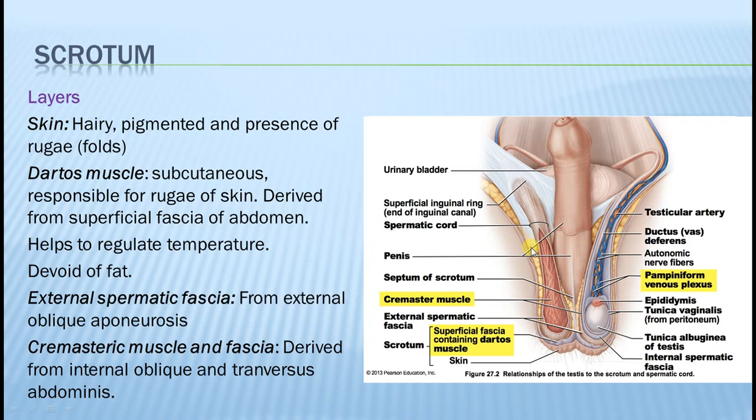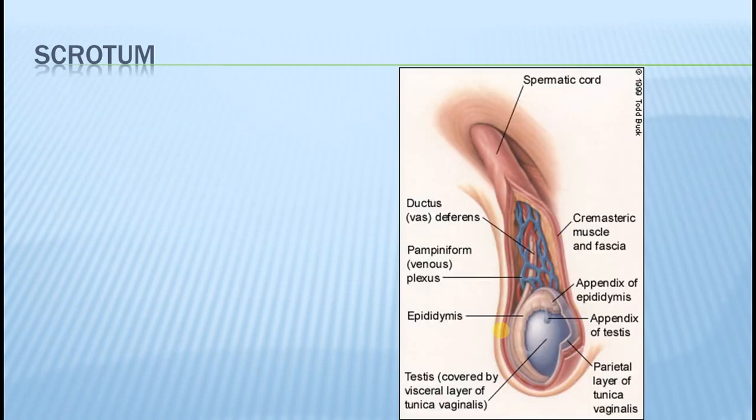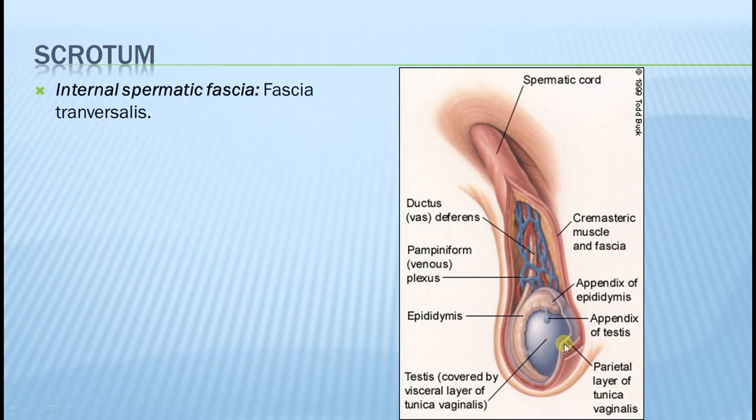So skin, dartos muscle, external spermatic fascia, then we have the cremasteric muscle and the fascia. So the testis and the epididymis, these are the coverings of the scrotum: skin, dartos muscle, external spermatic fascia, cremasteric muscle and fascia. Then you have the internal spermatic fascia. The internal spermatic fascia is actually from the fascia transversalis. The fascia transversalis forms the internal spermatic fascia.